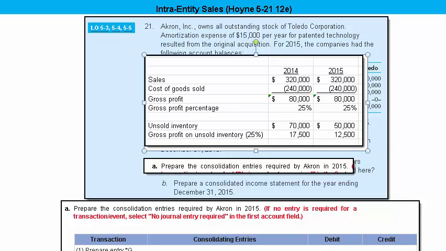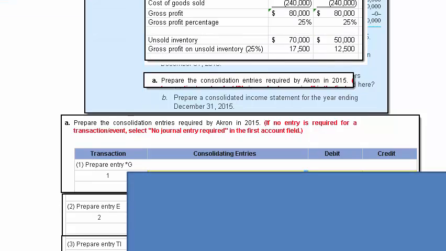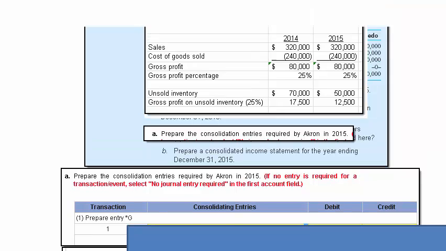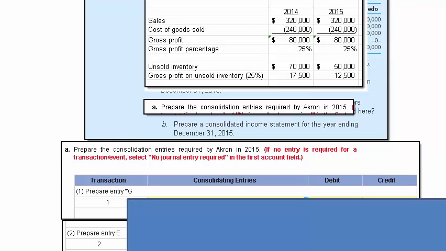If the unsold inventory was $70,000, then the gross profit on the unsold inventory would be 25% of that amount, or $17,500. For 2015, it was $50,000 unsold, so 25% of that is $12,500. Okay, Part A, we need to prepare the consolidated entries. In Part B, we're going to prepare a consolidated income statement. So let me slide down and we can get started on this.